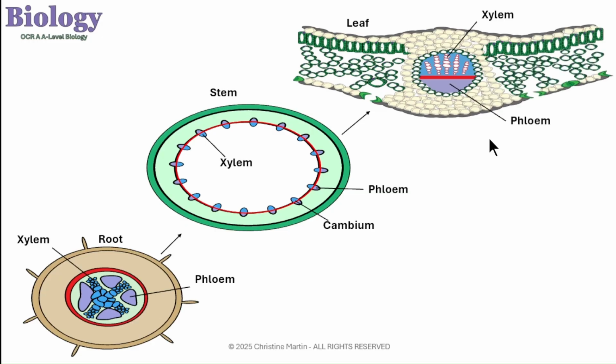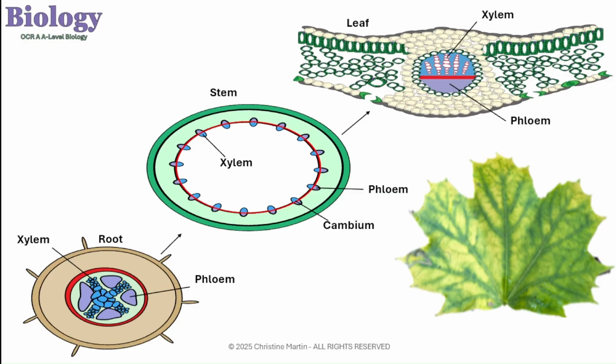After the stem, we have the leaf. The vascular bundle forms the veins of the leaf. Within each bundle, the xylem is on the upper side, transporting water for photosynthesis and maintaining turgor pressure. The phloem lies beneath the xylem and is responsible for the translocation of sucrose from the source, the leaves, to the sink, the roots or the fruits.